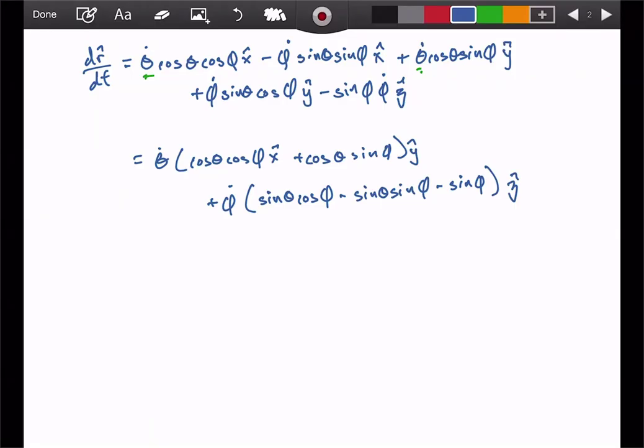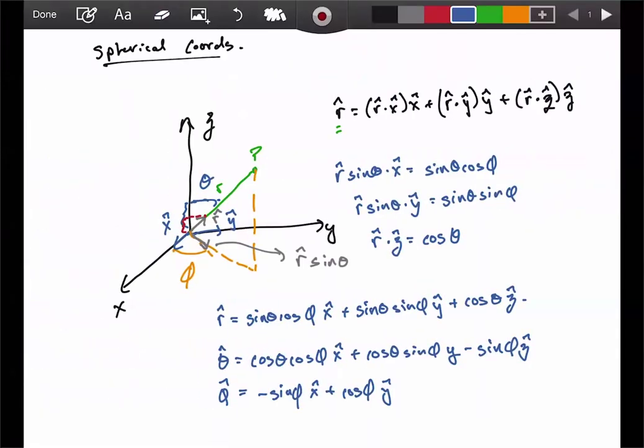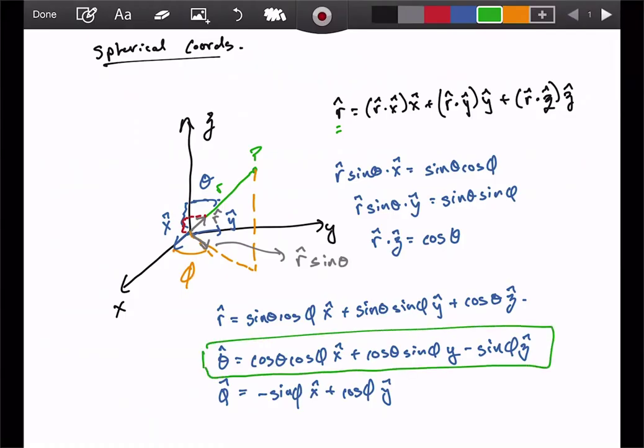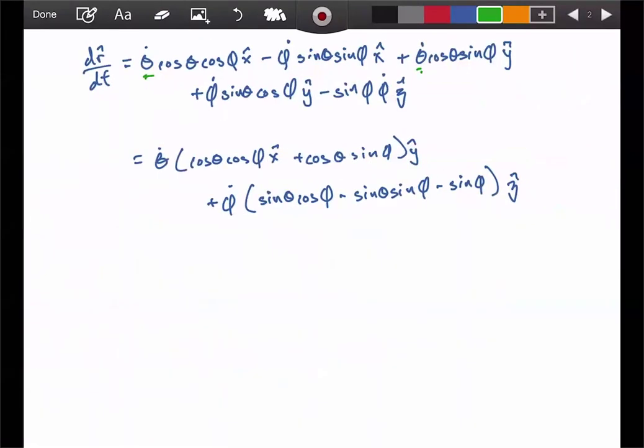So if I go back now and look at these terms, all the terms which are multiplied by theta dots are simply the same thing as my theta direction. And all my terms which are multiplied by the phi dots are the same thing as my phi direction. So we can see that from here. Finally, this works out to be phi dot times sine of theta in the phi hat direction, plus theta dot in the theta hat direction.